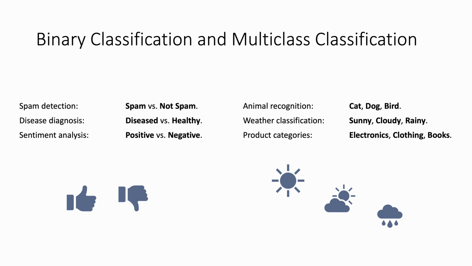On the other hand, multiclass classification handles more than two possible categories. Some examples include animal recognition, where a model might classify an image as a cat, dog, or bird. Weather classification, where conditions can be labeled as sunny, cloudy, or rainy. Product categorization, where products can belong to categories like electronics, clothing, or books.